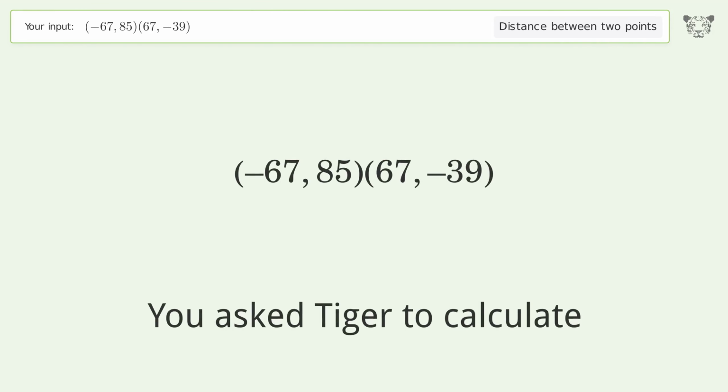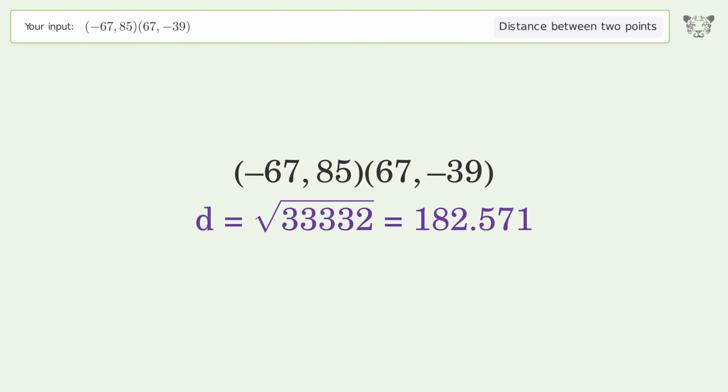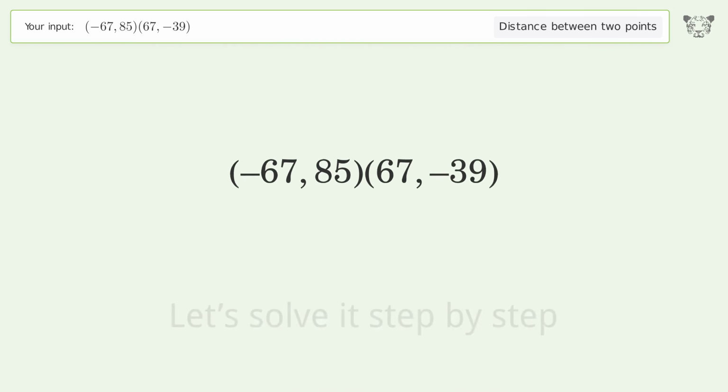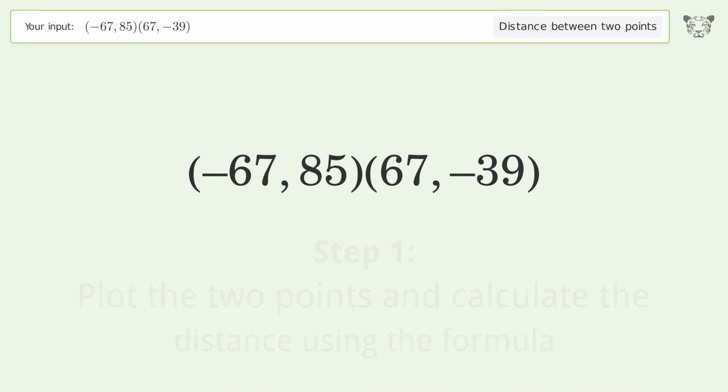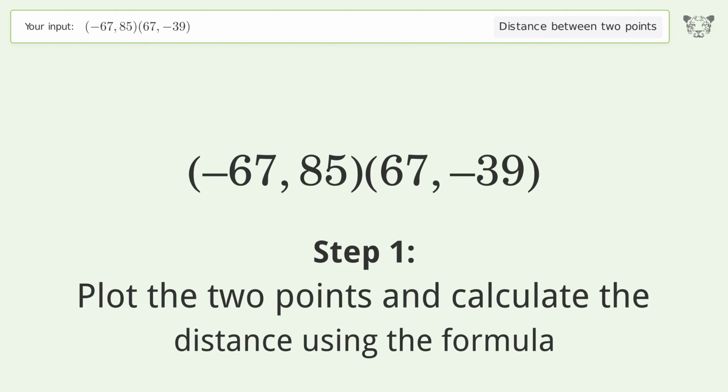You ask Tiger to calculate. This deals with the distance between 2 points. The distance between the 2 points is the square root of 33,332 or 182.571. Let's solve it step by step. Plot the 2 points and calculate the distance using the formula.